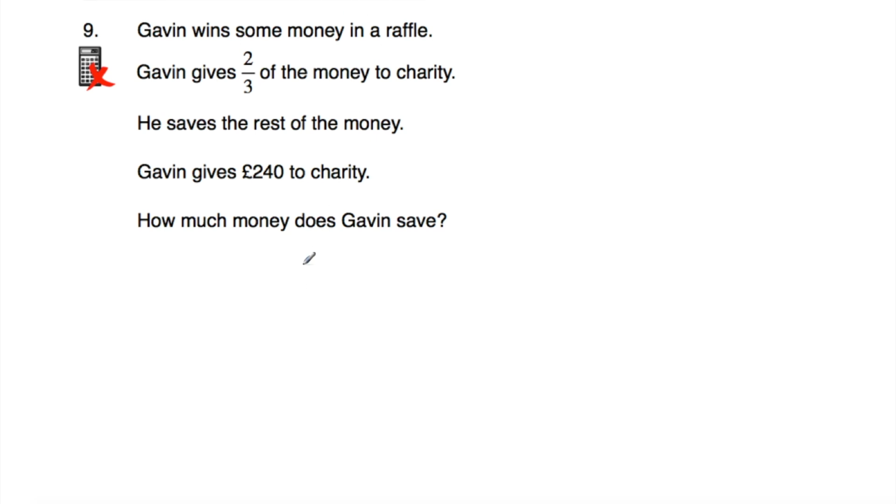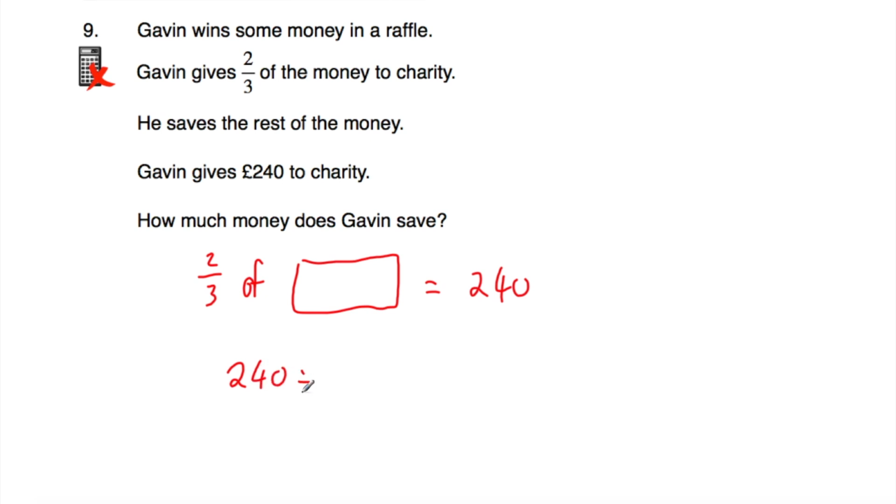So Gavin won some money to begin with, and he gave 2/3 of that money to charity. So 2/3 of the money that he won is equal to £240, because that's how much he gave to the charity. If we knew how much money he won, we would divide it by 3 to get 1/3 of it, and then times by 2, and then the answer would be 240. So if we work backwards, if we take the 240 and divide that by 2, that's equal to 120. And then if we times by the bottom, 120 times 3 is equal to 360.